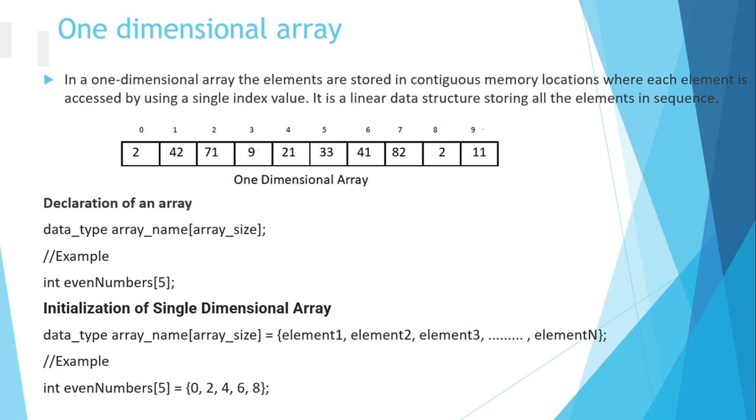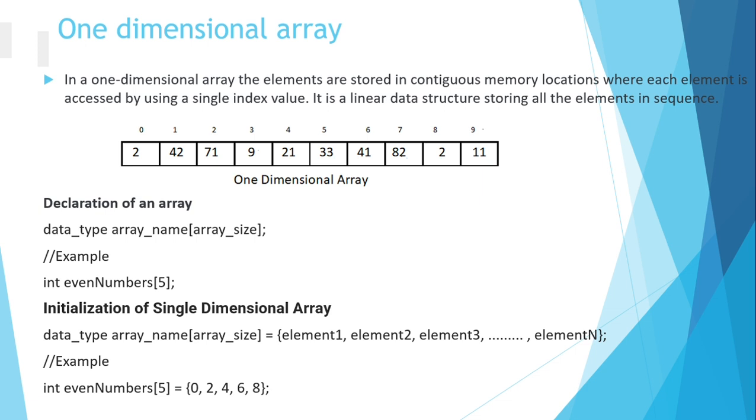The index values are 0, 1, 2, 3, 4, 5, 6, 7, 8 and so on. So 2, 42, 71, these are the elements. In memory locations, all the array elements are stored by the index values, which indicate the position of the value. Another name for it is a linear array. Also, arrays are stored only in linear format.